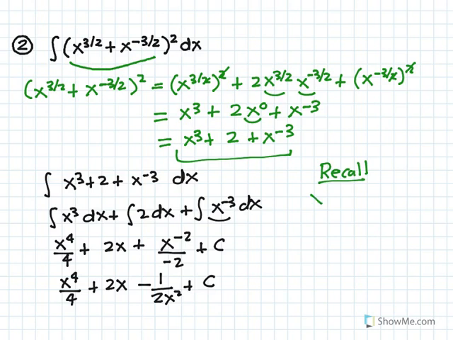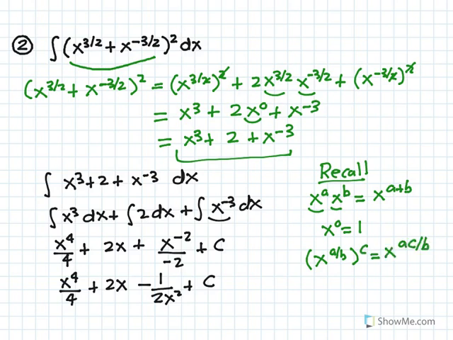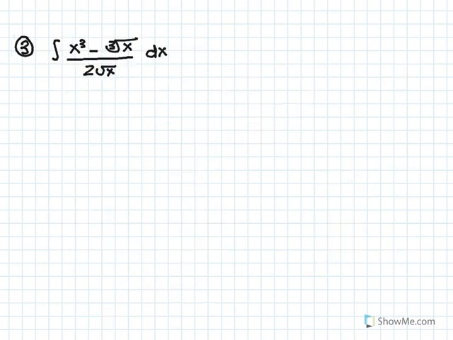And a few more basic skills we need to cover. For example, if you have x to the a times x to the b, you have the same base, you add the exponents. That's x to the a plus b. If you have x to the 0, that's equal to 1. And x to the a over b, to the power of c, that's x to the ac over b. All right, let's look at the next question.